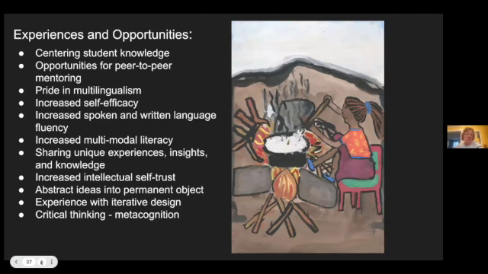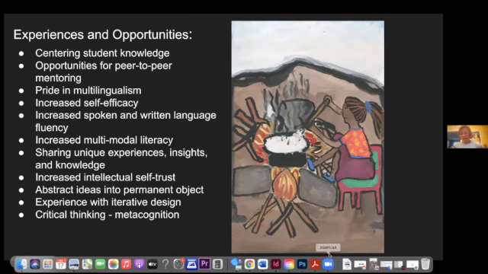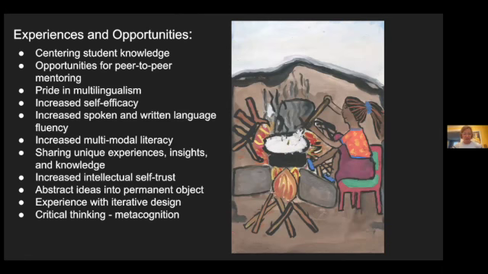So this is just a quick little sum up of some of the things that we've pulled out as being outcomes from the project. So I don't know if you guys have any questions, and I guess the only way to get those questions is via the chat. I'm going to stop sharing.